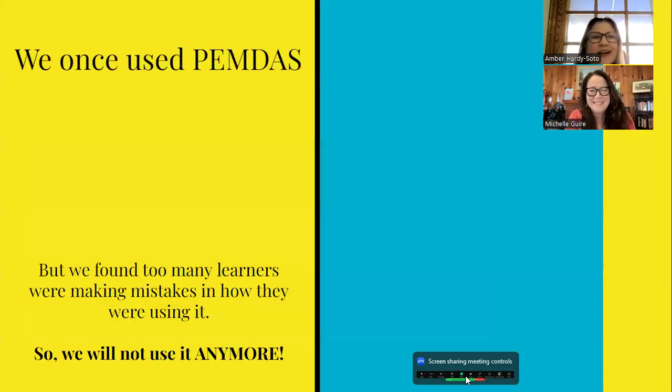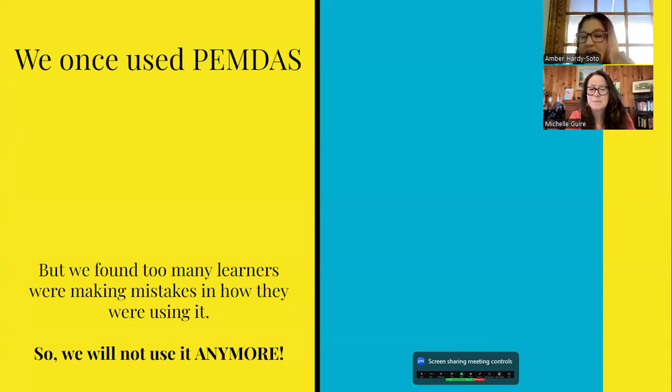We once used PEMDAS, but we found too many learners were making mistakes in how they were using it. They thought that the letters went in exact order. So when they would see the M and then the D, they would say it was multiplication and then division. But we know that's not true because division is just undoing multiplication. It's the inverse operation, is what we call it. And so they're on the same level. Multiplication and division are the same thing, just backwards. So we were supposed to do multiplication and division from left to right. When kids see the M and then the D, they think that means that's the order.